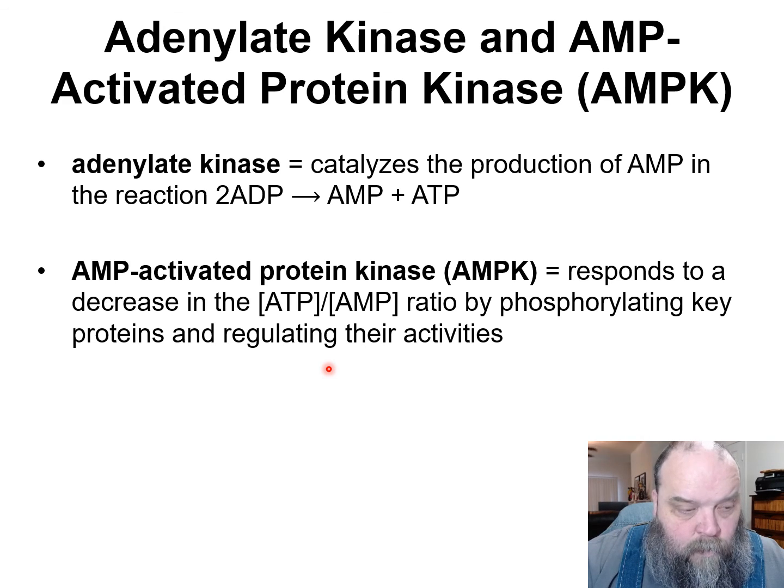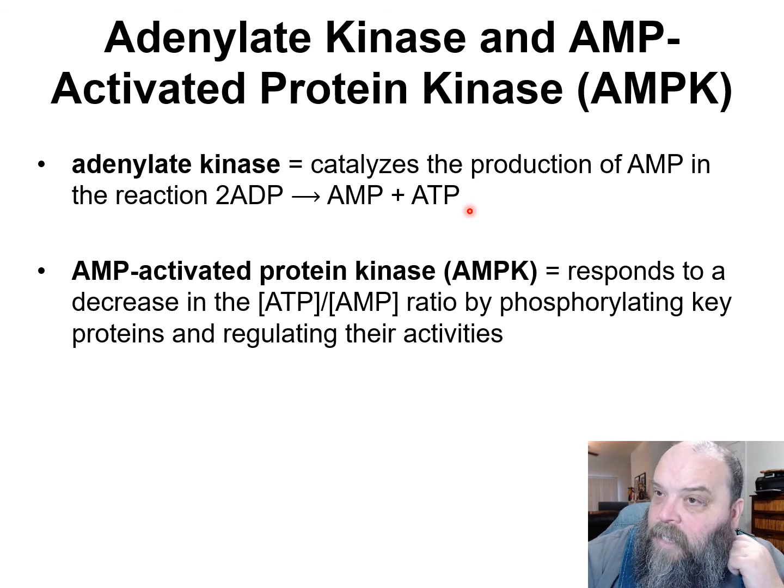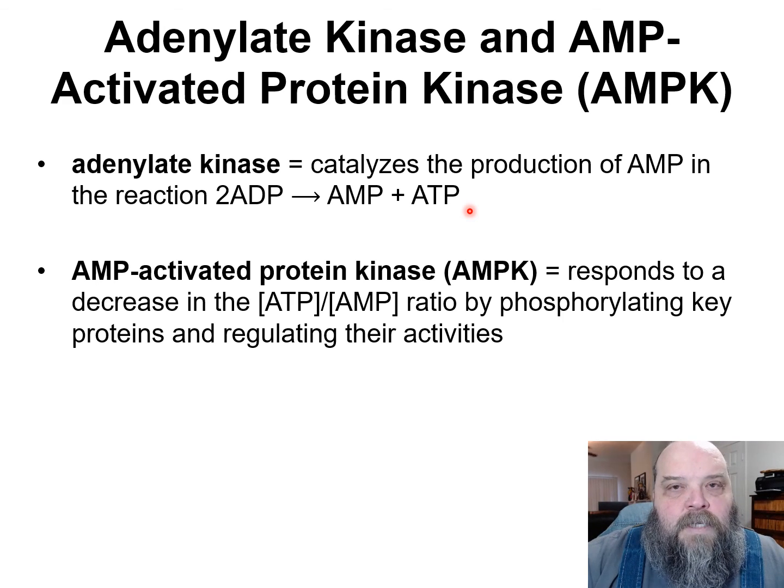Different kinases, different roles. Adenylate kinase catalyzes production of AMP in the reaction of 2 ADP to AMP and ATP. It strips off one of the phosphates, a diphosphate, to make an ATP and a monophosphate. Why would you want to have that? Well, again, you need triphosphate to power certain things. And if the oxidative phosphorylation in the mitochondria is not keeping up, or it happens to be one of those cells that doesn't have creatine, well, here's what you would do.